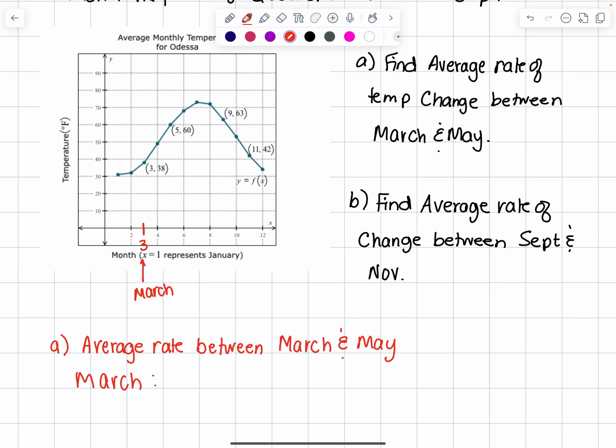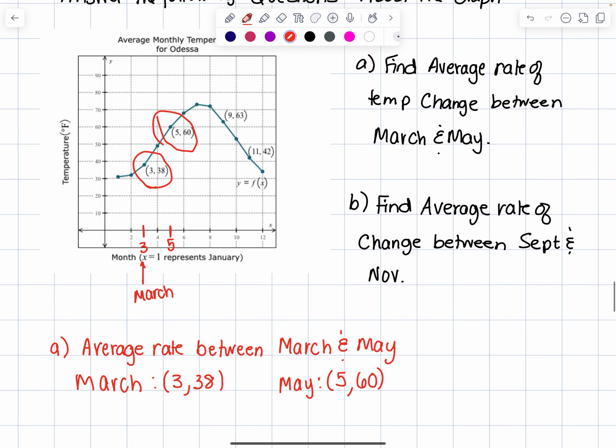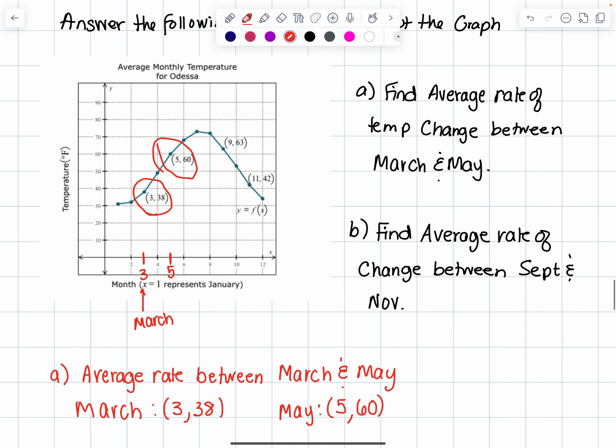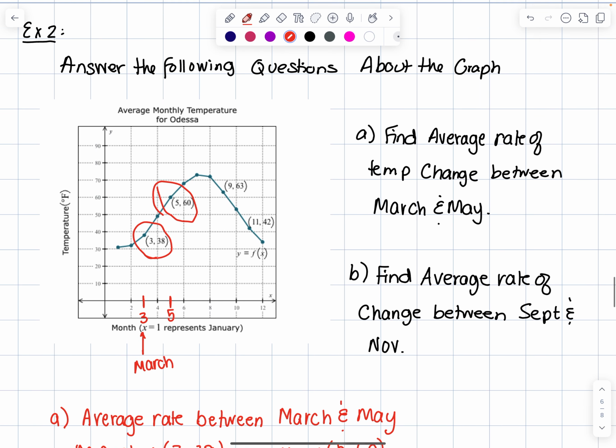So we have January, February, March is going to be this value here. So March is going to be 38. All right, let's find May. May is going to be the 5th month. January, February, March, April, May is going to be 5. So that's going to be 60. And these are the average temperatures for somewhere in the United States, I believe, is what we are interested in.